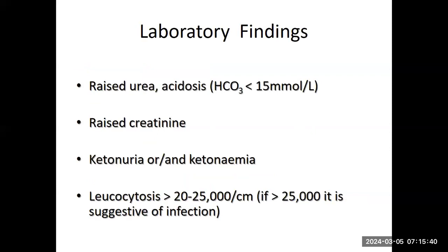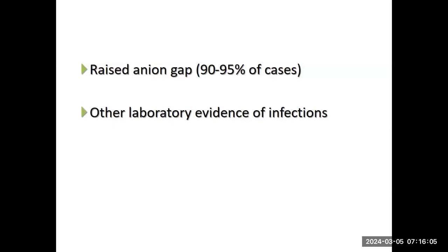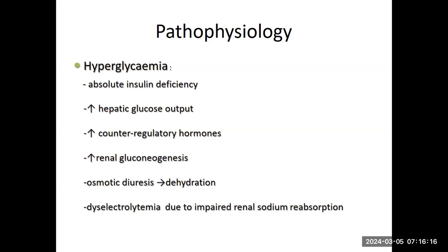Then investigations may give raised urea with raised creatinine. And bicarbonate, as I talked about in the case of the patient, was 17 millimoles. This is actually a severe acidosis when it's less than 15 millimoles per liter. The raised creatinine may be present, ketonuria, and leukocytosis, as talked about. Raised anion gap is always a constant finding in DKA, and other evidence of infection, such as C-reactive protein, ESR, and so on, may be present.